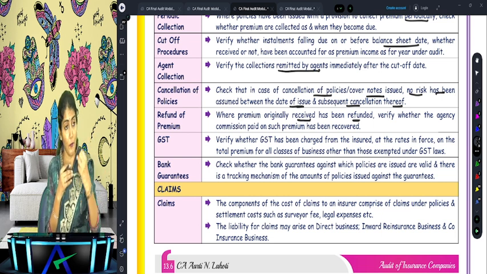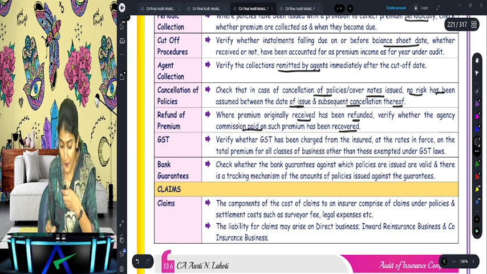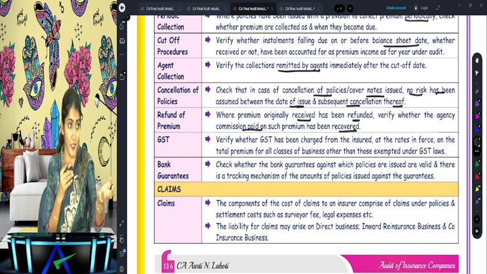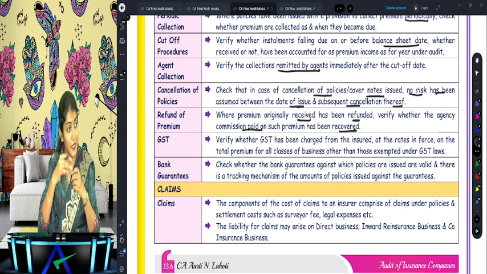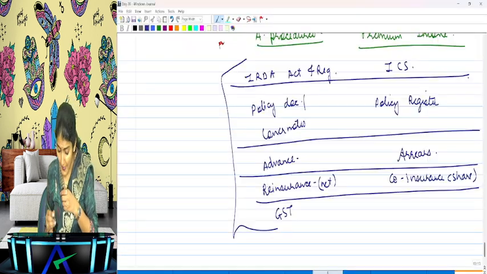Now say the policy got cancelled. So the premium was refunded. So whatever commission was paid to the agent, whether that has also been recovered. When the agent got you a policy, you paid the commission to the agent. Now the policy got cancelled. So whatever commission you paid to the agent, should that be refunded? Should that be recovered from the agent? Yes. So they talk about the cancellation of policies and the refund of the premium.